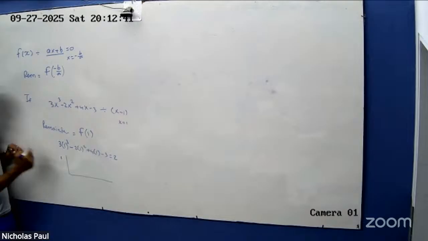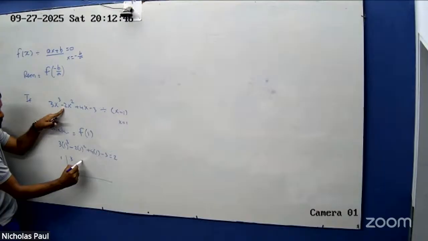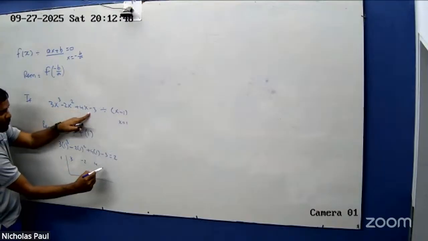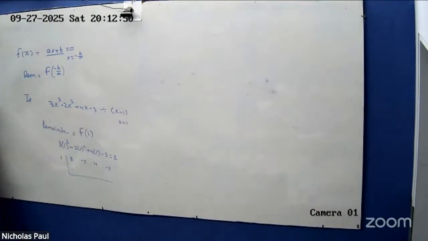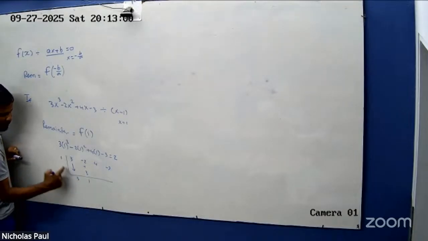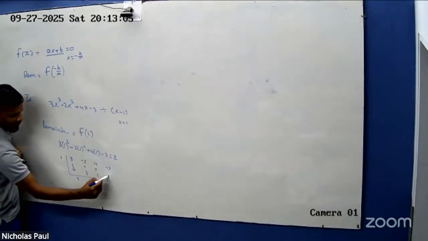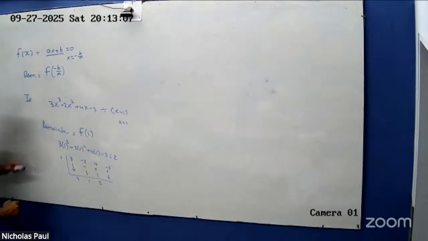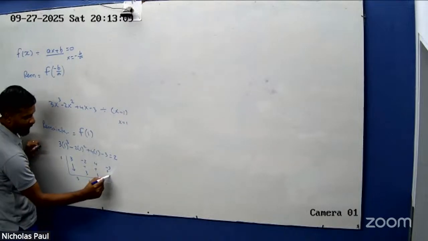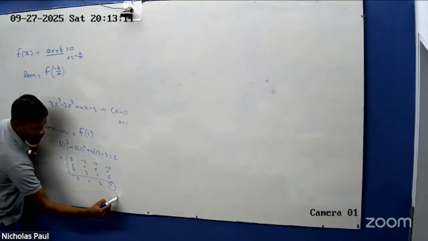Right? And what are the values that go in here? 3, minus 2, 4, minus 3. Right? And what's the principle with synthetic again? Bring down the first value, then multiply, add. Multiply, add, multiply, add. That's okay. So this is our remainder.